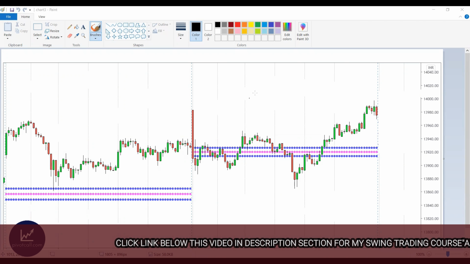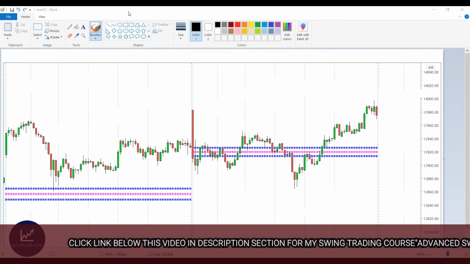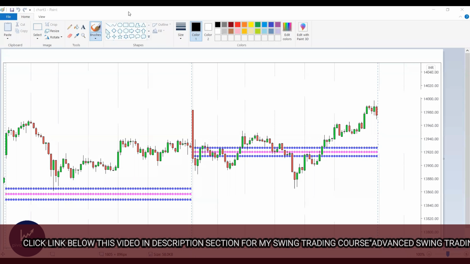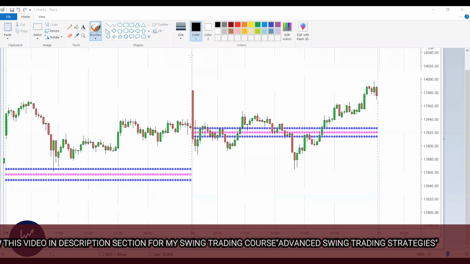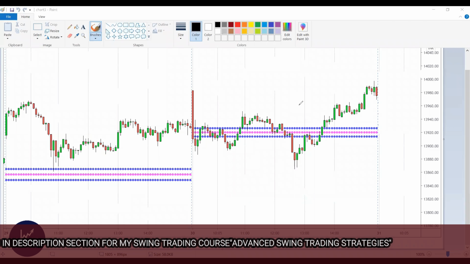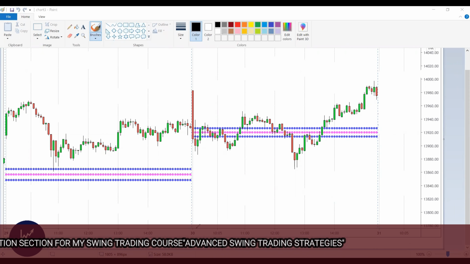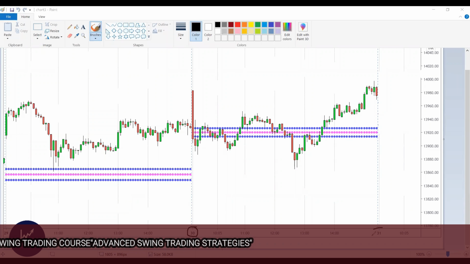Okay, let's move to the chart now. What you are seeing here is the 30th December chart, and I am going to mark levels for 31st December. I took the screenshot before the market opened, so I will show you what levels I marked on my chart and on what basis.